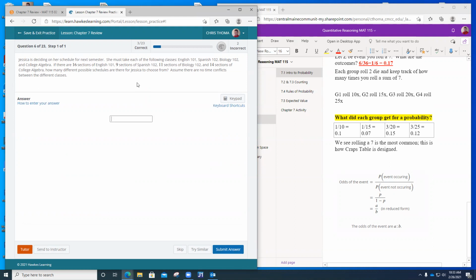Oh, so this is kind of like our problem we did in class, right? So 9 sections. She must take each of the following classes: 16 for English, 9 for Spanish, 11 for bio, 14.